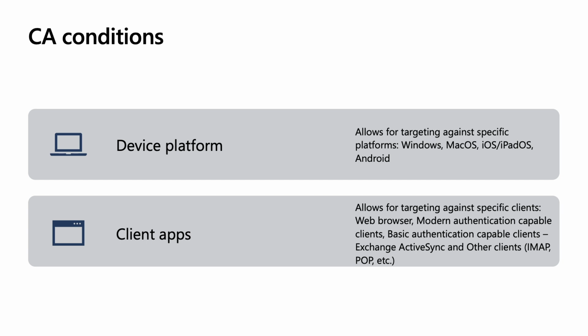Their names kind of give away what they mean. From a device platform, it allows us to target and scope our policies based on whether the device is Windows, Mac OS, iOS, or Android. And from a client app perspective, we can break it down into whether the app is a modern authentication capable client or browser, or whether it's a legacy authentication client like ActiveSync or any of the other type of protocols that a user could use like POP or IMAP.